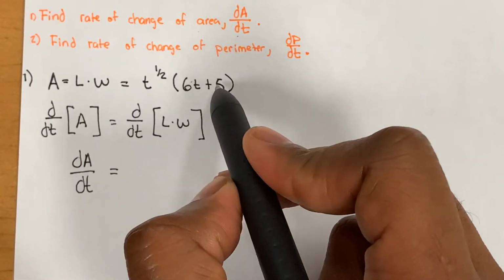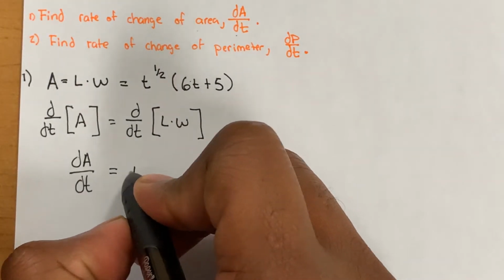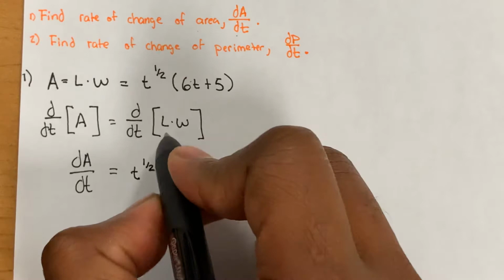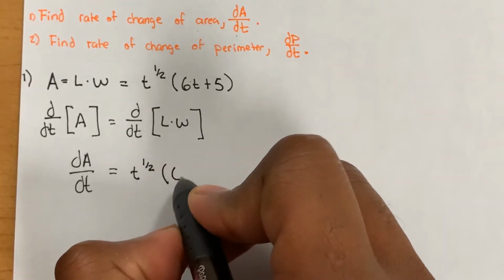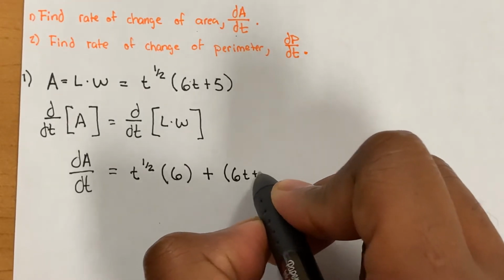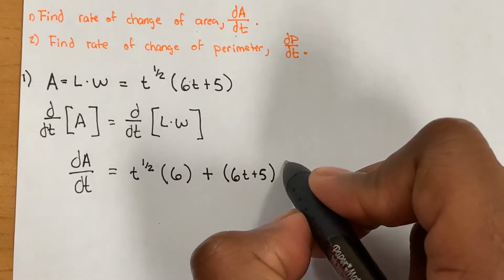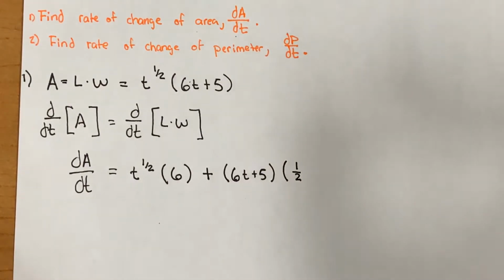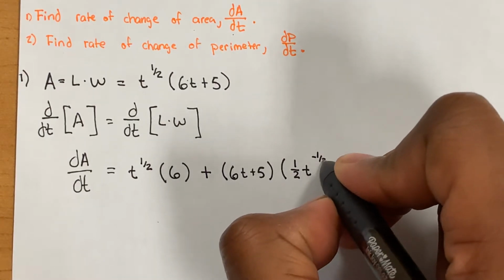Again, technically this doesn't require the product rule because we can distribute t to the 1/2 here and here. But just so we can illustrate how the product rule works, we're going to have t to the 1/2, because we have to do the product rule, times the derivative of 6t, which is just 6, plus 6t plus 5 times the derivative of t to the 1/2, which is 1/2 t to the negative 1/2 power.